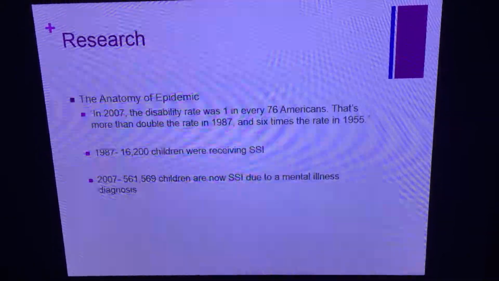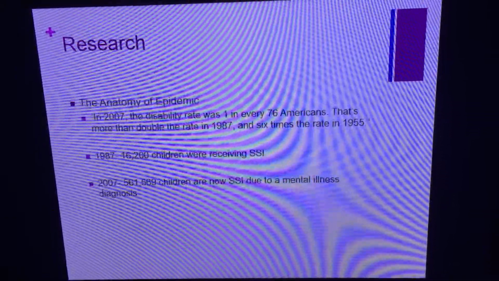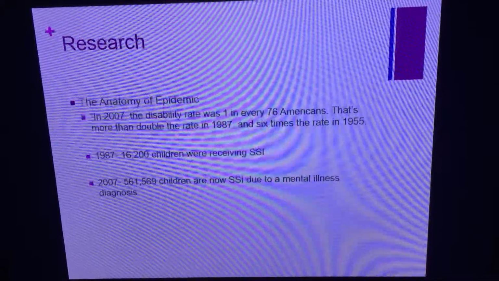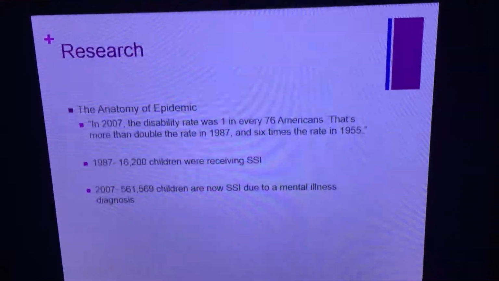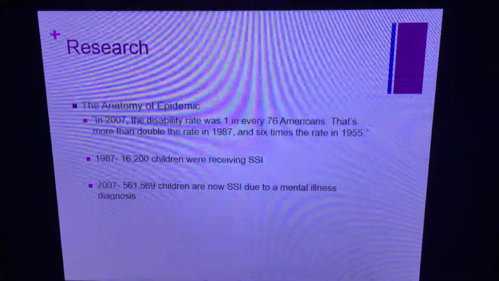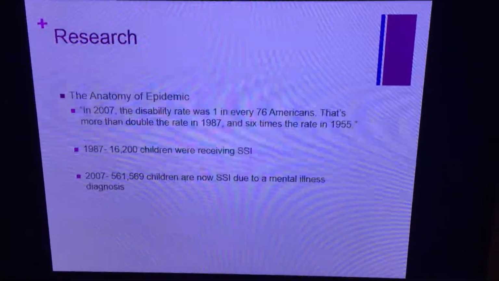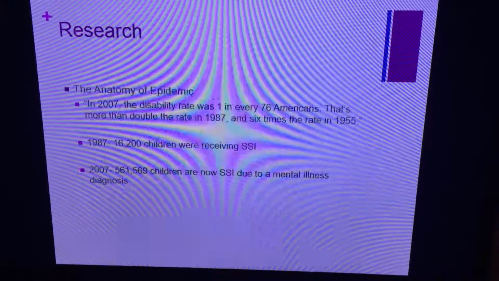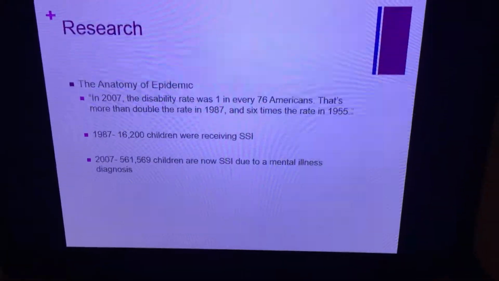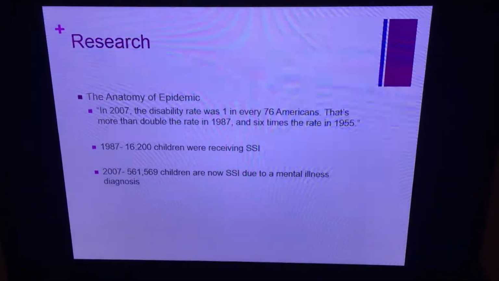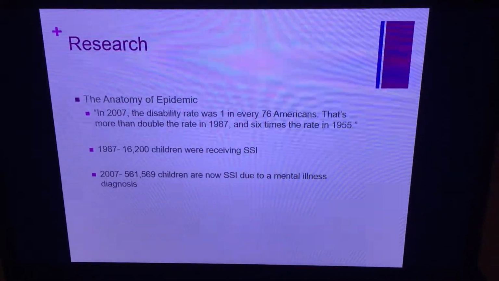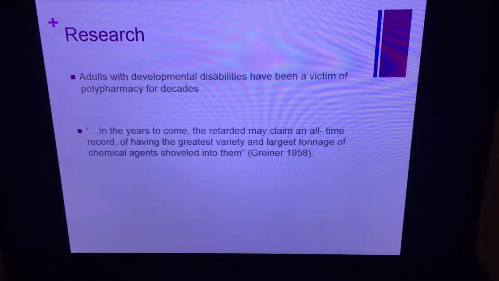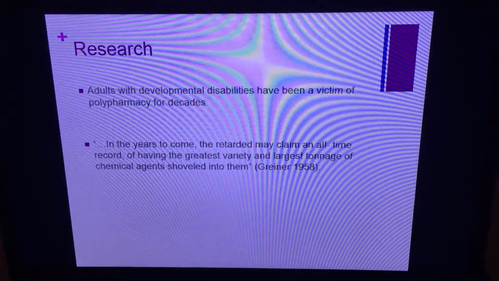So the first research I'm going to talk about is Anatomy of an Epidemic. In 2007, the disability rate was 1 in every 76 Americans on SSI, and that more than doubled from 1987, and that was 6 times the rate in 1955. So as you can see, the numbers jumped drastically from 1987 to 2007.